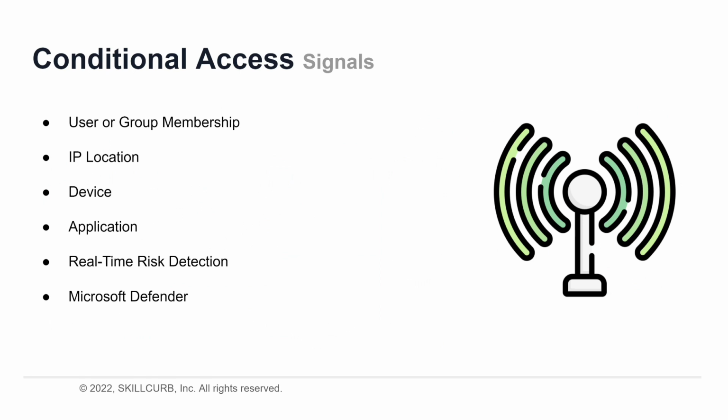Real-time and calculated risk detection. Signal integration with Azure AD Identity Protection allows conditional access policies to identify risky sign-in behavior. Policies can then force users to change their password, do multi-factor authentication to reduce their risk level, or block access until an administrator takes manual action.